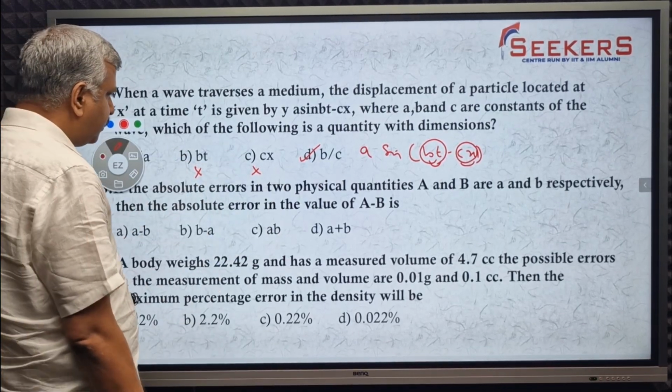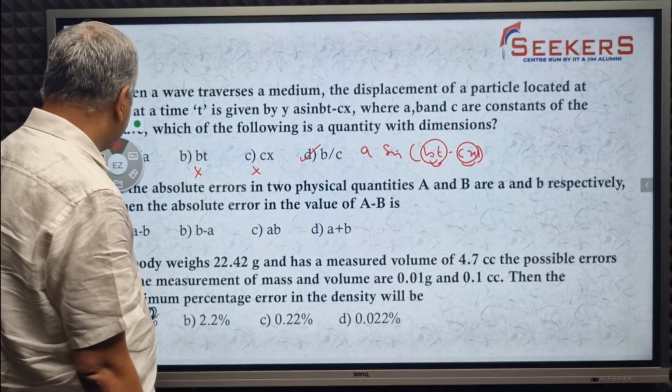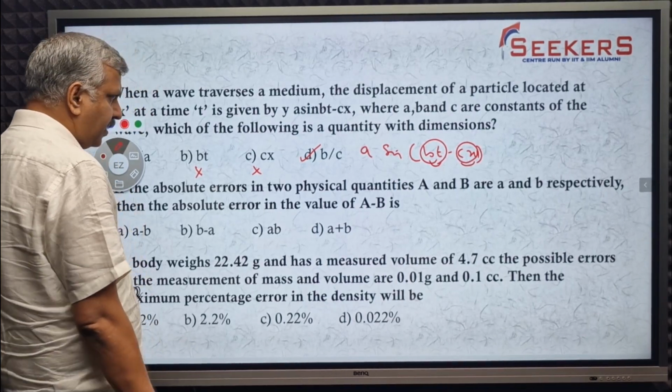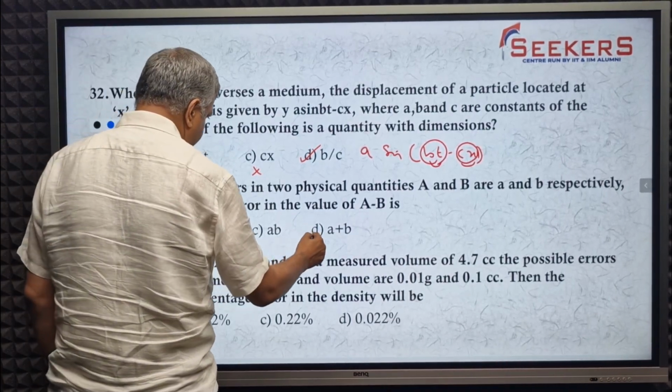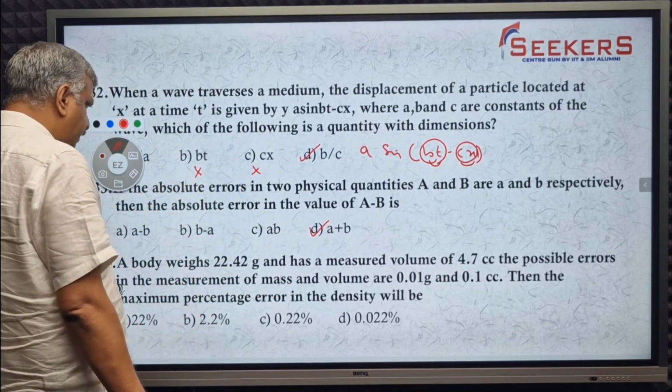If the absolute errors in two physical quantities A and B are a and b respectively, then what is the absolute error in the value of A minus B? So it should be a plus b. Errors are never subtracted. Errors are always added.